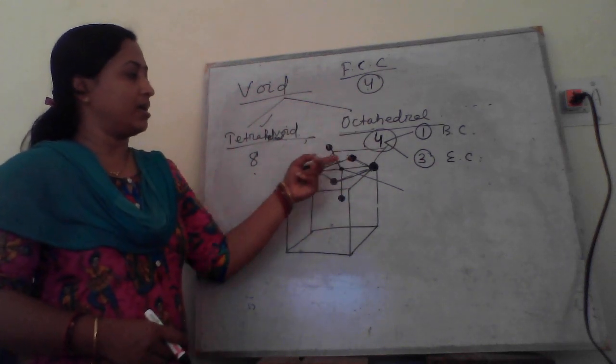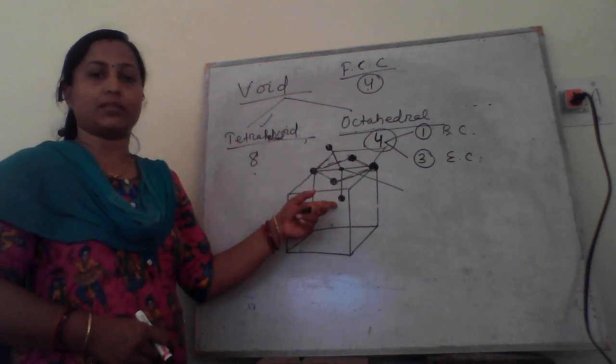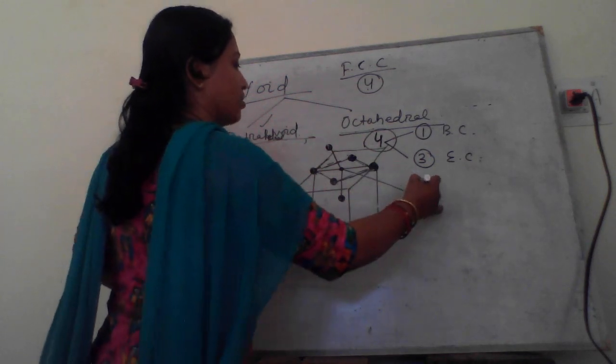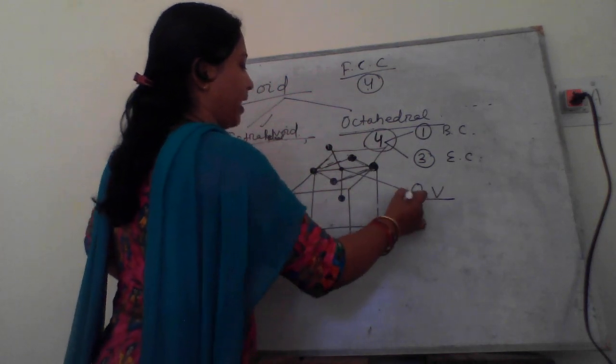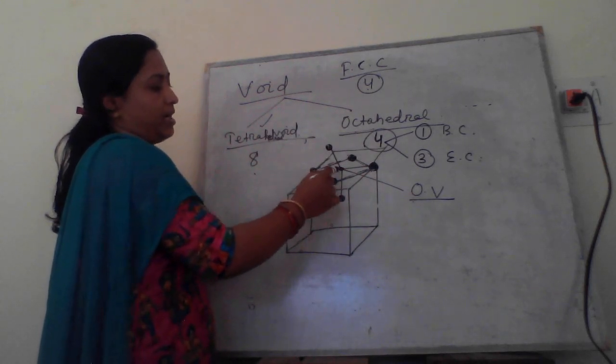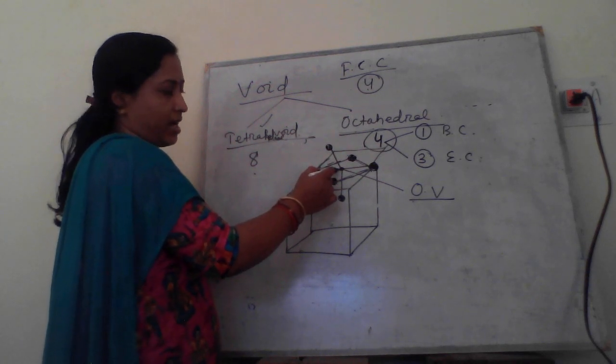Touching atoms are 6. 1, 2, 3, 4 and 5, 6. Touching atoms are 6. So this is also an octahedral void. So the octahedral void is present at the edge center. So the center of the edge is formed. So this is known as edge center octahedral void.